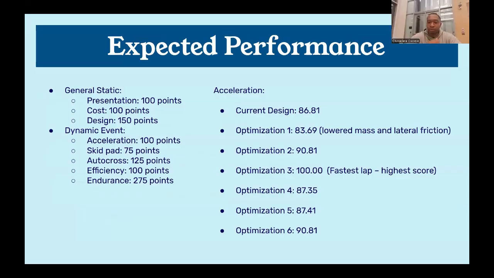So our expected performance, and we are going based upon the dynamic events. We see that in acceleration, when we lower the mass and lateral friction, there's a significant reduction in points. Increasing lateral friction will help us get the optimum number of points. Next slide.